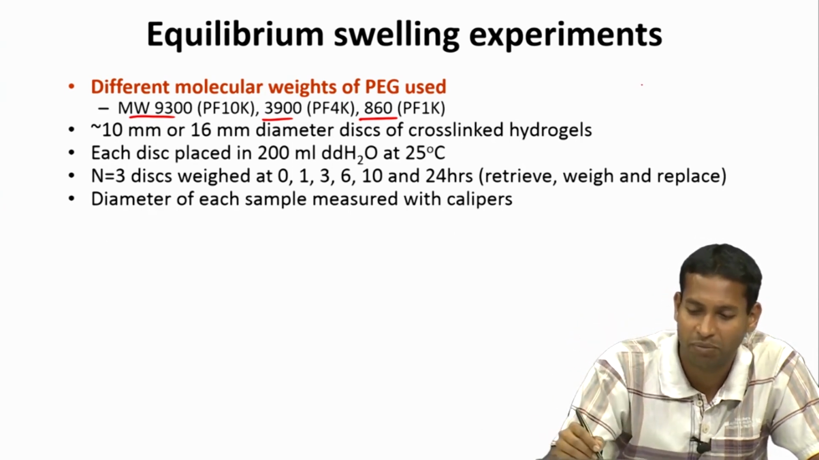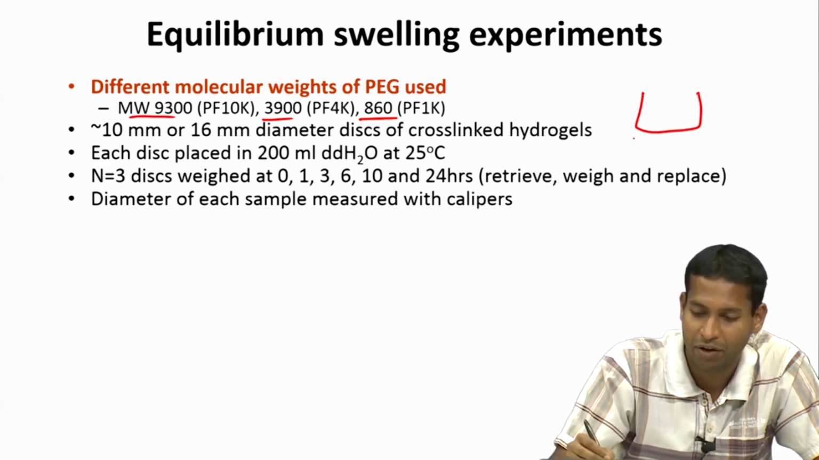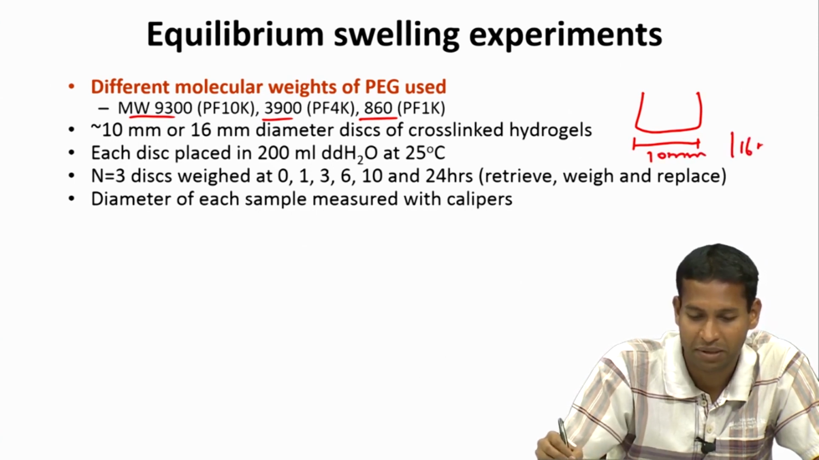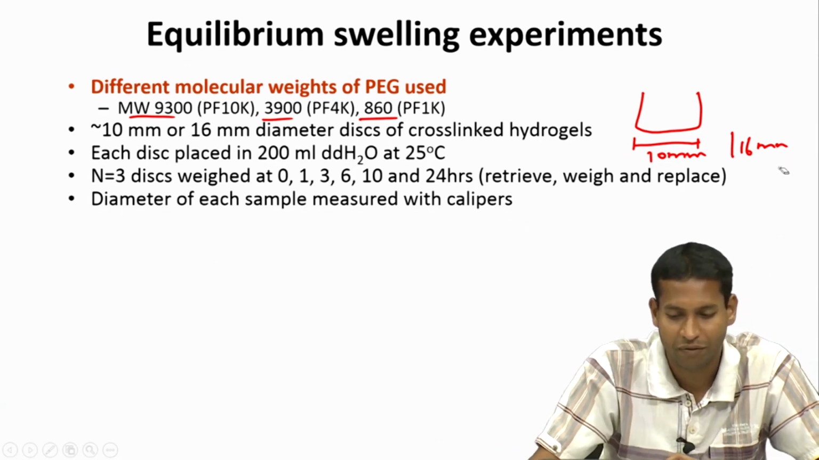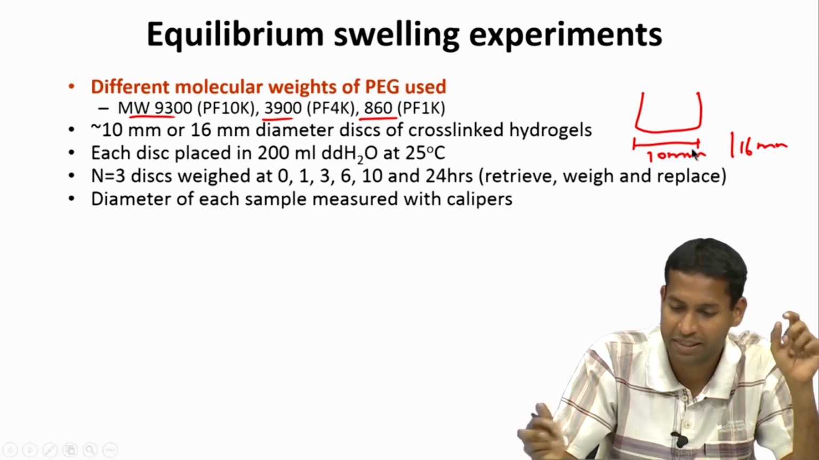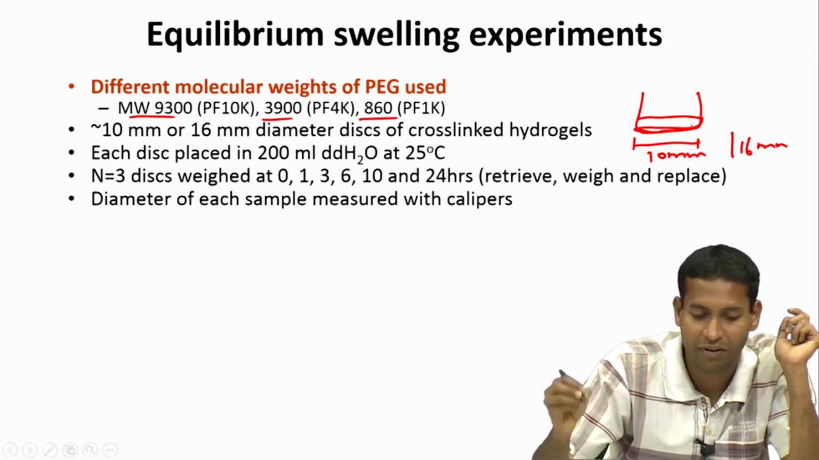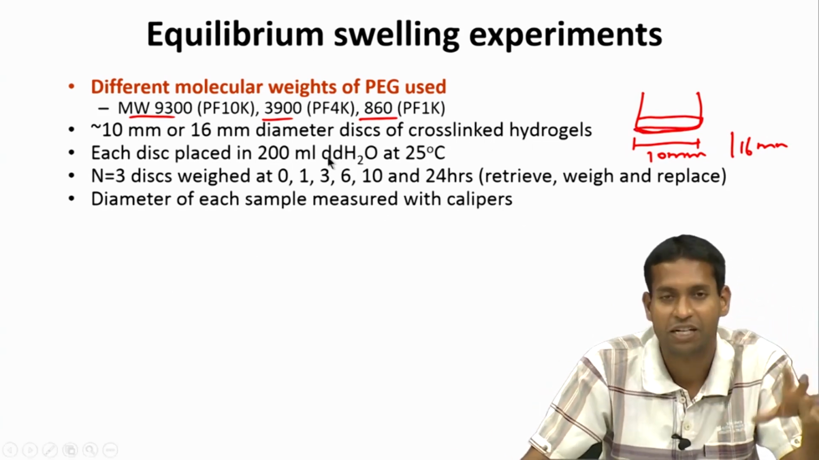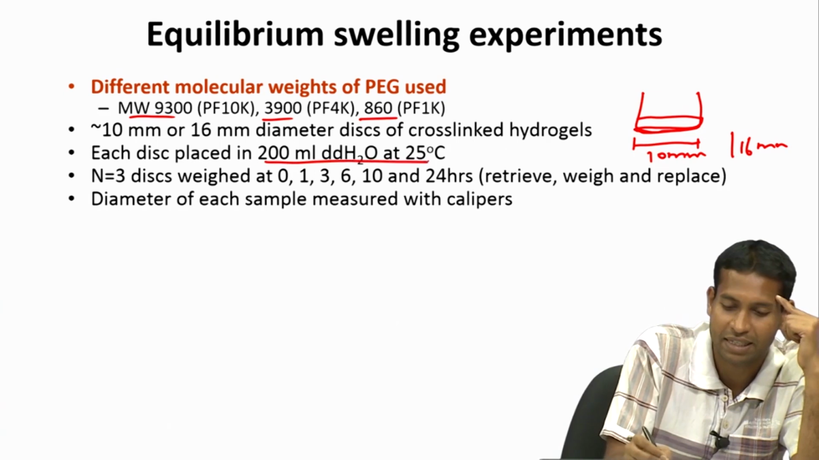And then, just to form the gel, they use these cell culture plates which typically have wells, and depending on how big the cell culture plate is, these wells can be 10 millimeter, 16 millimeter, or something else. In this case they have used 10 and 16 millimeter discs, and once they have formed it, that is the relaxed state. The hydrogel acquires whatever shape was there, and this is a disc shape. So, they have taken these discs and placed them into a relatively very large volume of water at 25 degree Celsius.